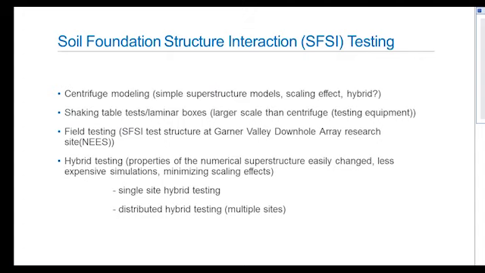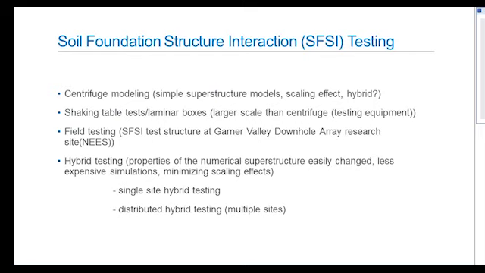One of the oldest ones is centrifuge modeling, and we've heard some of the centrifuge modeling issues. Of course, it's the scaling effect that really governs all the problems that come out from centrifuge modeling. Then shaking table tests or laminar box tests, where the sample is definitely larger than in the centrifuge, but we still have scaling effects. There is also field testing, not as often done as we would maybe like to.